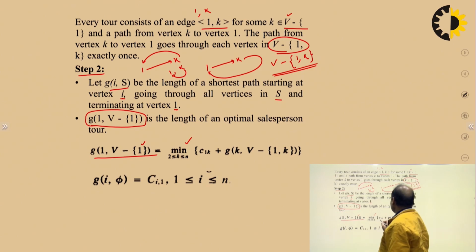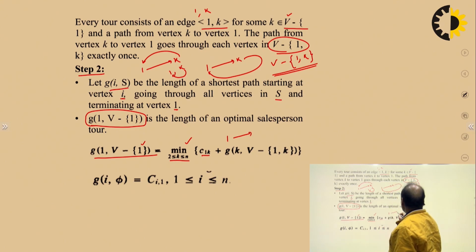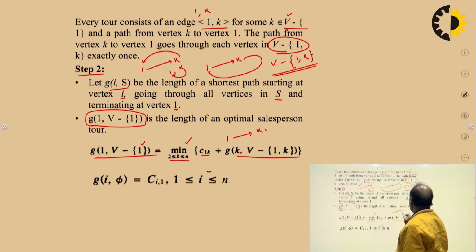So if we start from 1 to k, right? Yes, because k is 2 to n, go from 1 to k. And then from k, you go through all vertices other than 1 and k. Simple. So this is the formula.